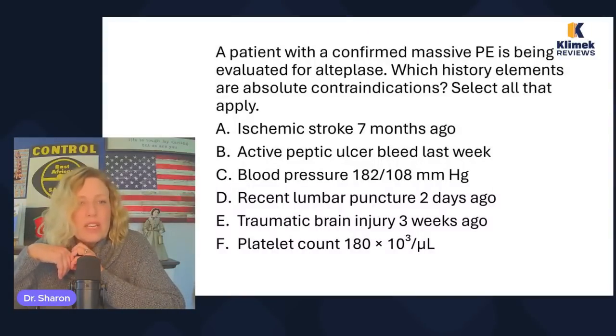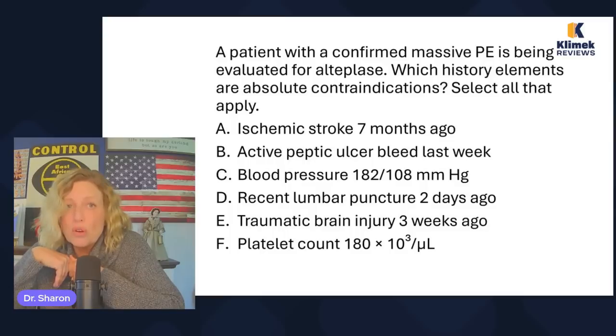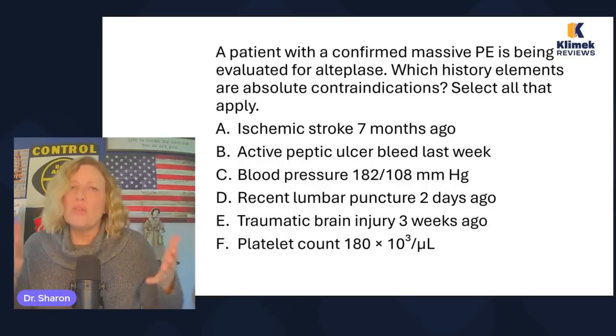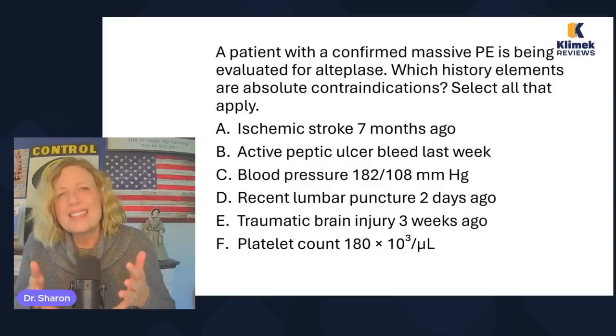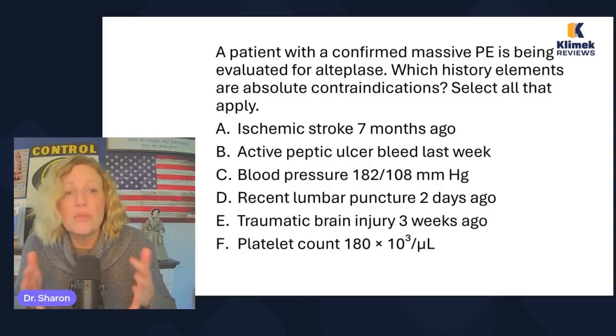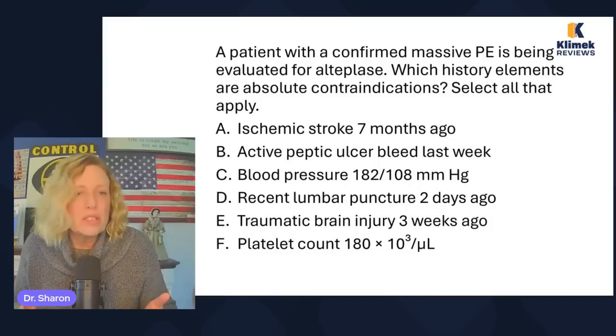Okay, so absolute contraindications. An ischemic stroke is not an absolute contraindication. In fact, we treat ischemic strokes with clot busting drugs as long as they don't have any contraindications for that. Now, a hemorrhagic stroke could be a contraindication, but 7 months ago is long enough. I usually go with about a 3-month window. I usually think about 3 months because these things are changing. It seems like these things change all the time, but 3 months is sort of a safe time frame for these kind of things. So ischemic stroke 7 months ago does not concern me.